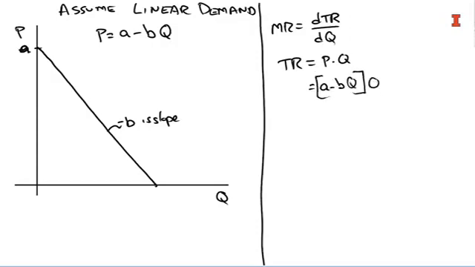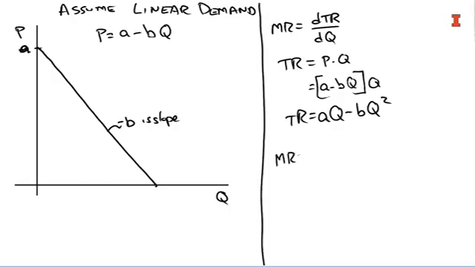Where'd I get that? Well, we know from here that price is just equal to A minus BQ, so I'm going to substitute this A minus BQ in for price. That's this, times Q, which I can, in fact, run the Q through it, and it's AQ minus BQ squared. That's total revenue.